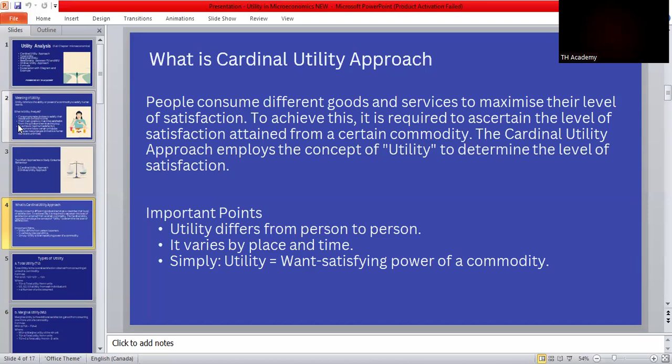Here are a few important points to remember. Utility differs from person to person. What makes you happy might not make someone else happy. So it varies by place and time. For example, a cold drink gives more satisfaction on a hot day than on a cold day. So in simple words, utility is the want satisfying power of a product. So the cardinal utility approach uses this idea of utility to figure out how much satisfaction a consumer gets from a certain commodity.